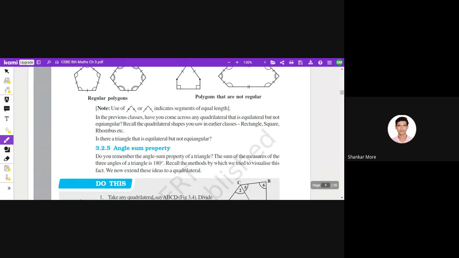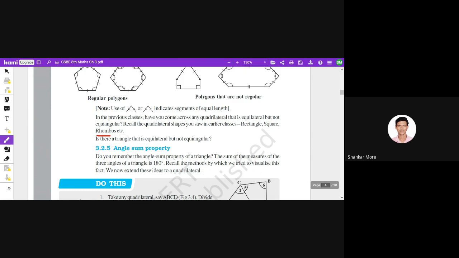Okay, so in the previous classes, have you come across any quadrilateral that is equilateral but not equiangular? Recall the quadrilateral types you saw in the earlier classes: rectangle, square, rhombus, etc. If you see a rhombus, it may have all of the sides equal, right? But it will have a pair of angles, that means two angles will be equal and two angles will have some other value, but again those will be equal. So this will again be classified as non-regular, an irregular polygon, right?